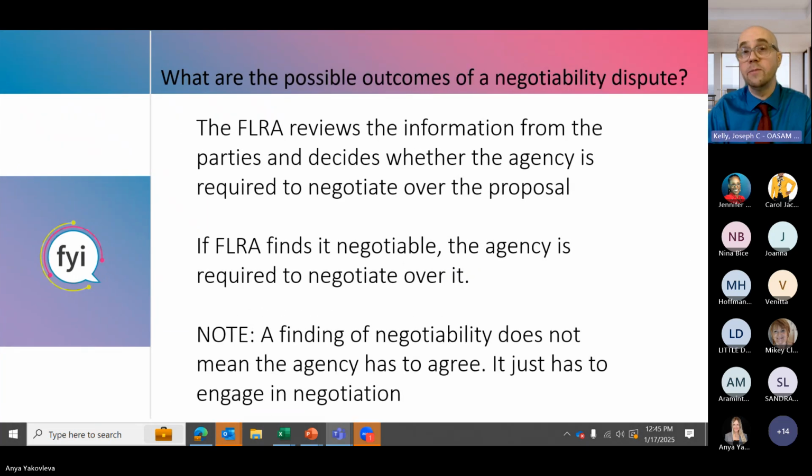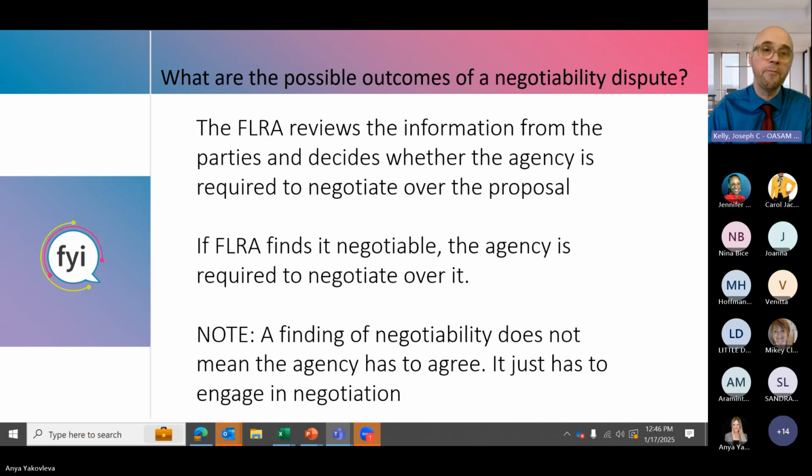So the possible outcomes of a negotiability dispute. After the FLRA reviews all the information and decides whether the agency is actually required to negotiate over the proposal or not, the FLRA will make a determination, and it will either find the provision negotiable, in which case it will force the agency to negotiate, or it will find the proposal non-negotiable, which means clearly the agency does not have to negotiate.